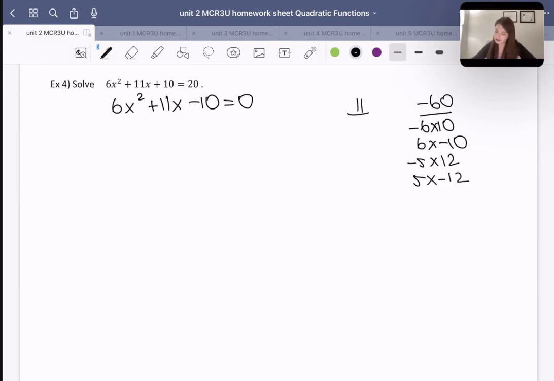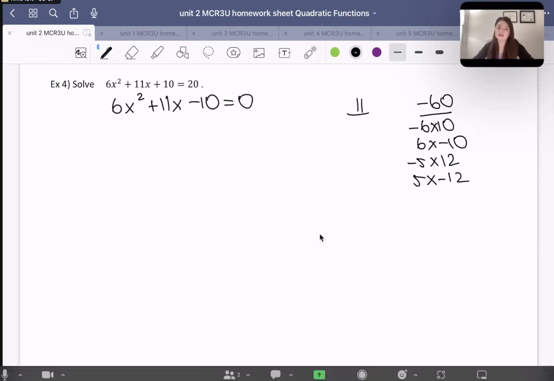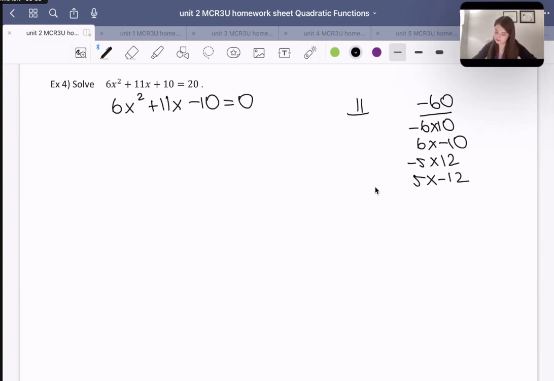Okay, what else do we have? Okay, and what else do we have? 4. Would 4 work? Yes, so 4 would work. 4 times what, though? 4 times 15. Yes, and that's it. That's going to work. Okay. So 4 times negative 15 and negative 4 times positive 15.